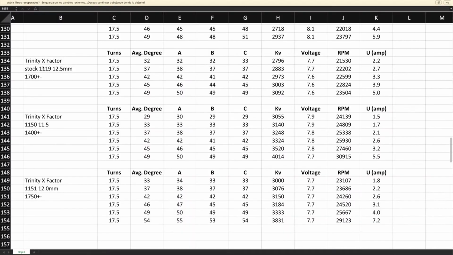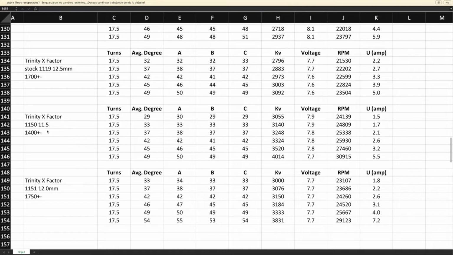The 17.5 motor with the stock rotor, this would be the 1119, that's a 12.5 millimeter. It's about 1700 Gauss. So this is the information of the original rotor. Keep in mind that not all two rotors are exactly the same, not all two motors are exactly the same. Here are the timings. This is the one that I just compared. This is a previous one that I had compared. This is the 1150, 11.1. So you can get an idea.